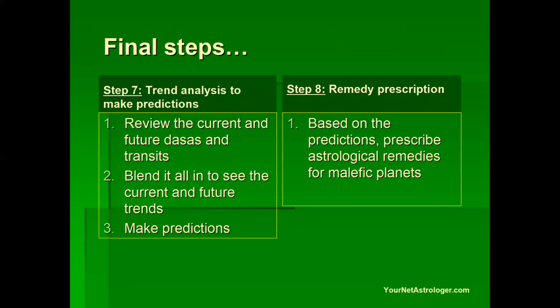In the final step, we try to synthesize all the information gathered in the initial stages and blend it into a final picture, and then we can make predictions. When we make predictions and we find that the coming period is bad, or some negative conjunctions are going to happen, or some nodes are going to be stationary, or the person is suffering from strong afflictions in the natal chart, we must prescribe astrological remedial measures for the malefic planets.